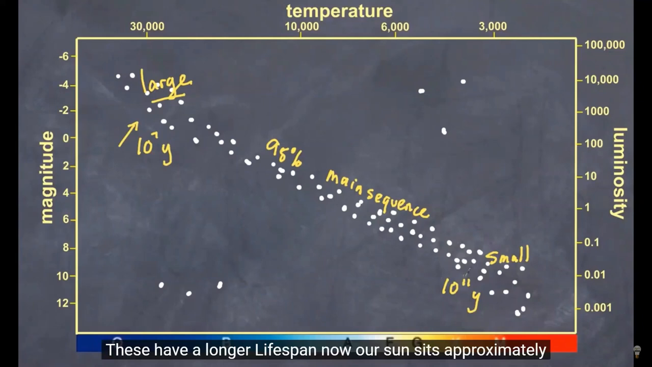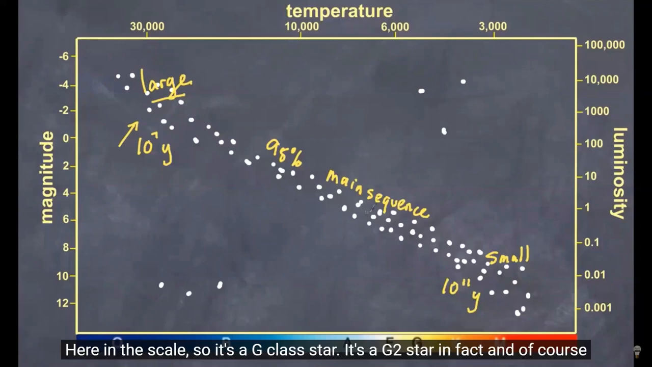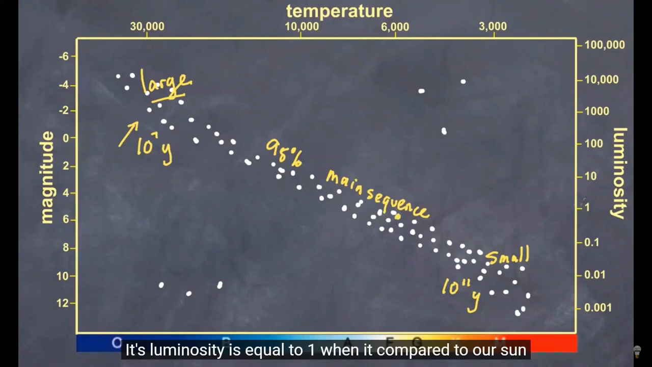Now our sun sits approximately here in the scale. So it's a G-class star. It's a G2 star, in fact, and of course its luminosity is equal to 1 when compared to our sun. So that's the main sequence.